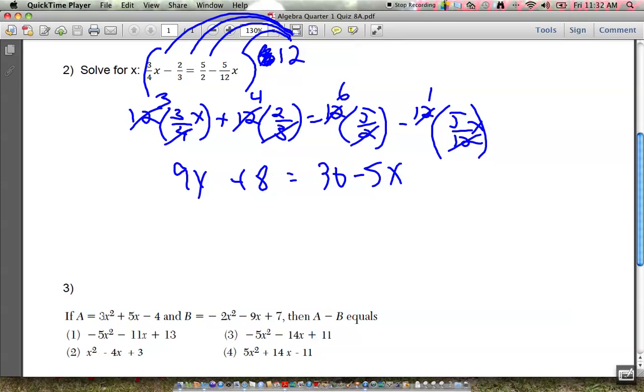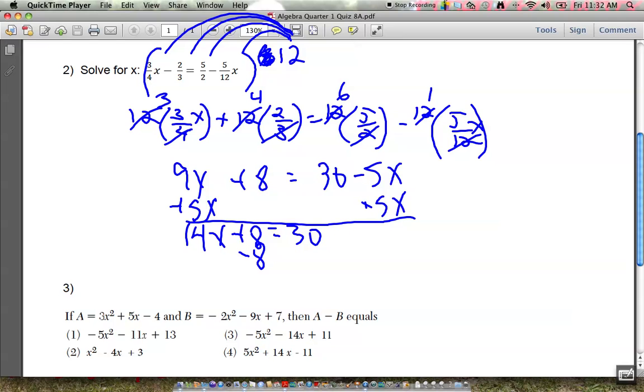Right. And now it's just a regular opposite side, opposite operation situation. So I'm going to add 5x to both sides, and I get 14x plus 8 equals 30.